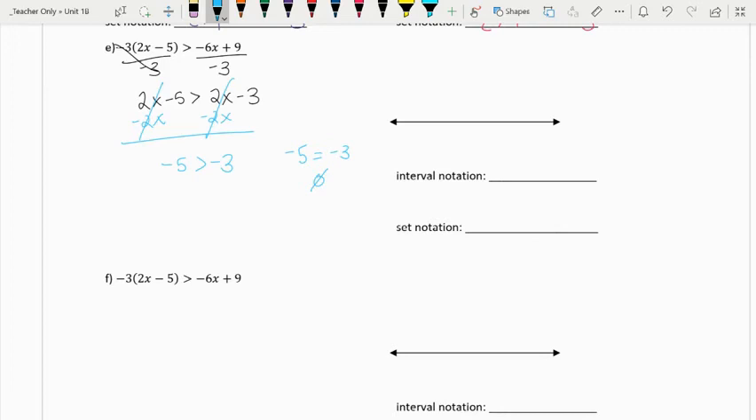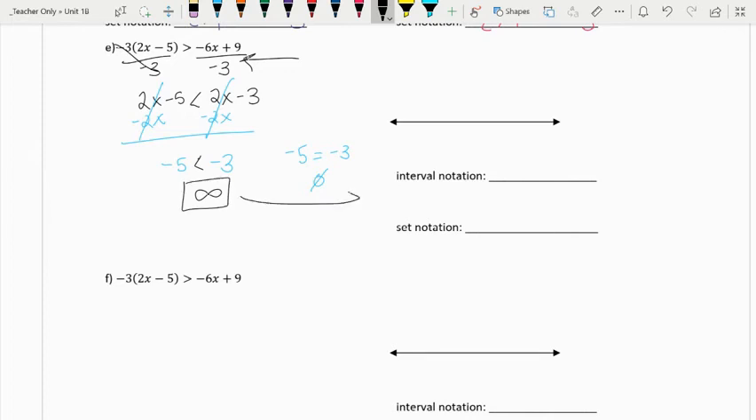So let's think about this. Is -5 greater than, oh, what did I forget to do? Flip my inequality when I divided by a -3. So think back to the very first step right here. I should have flipped my inequality. So we're actually looking at -5 is less than -3. Is that true? Well, yes, -5 is less than -3. So our answer is all reals or infinite.